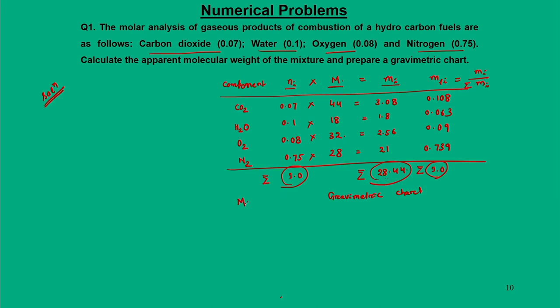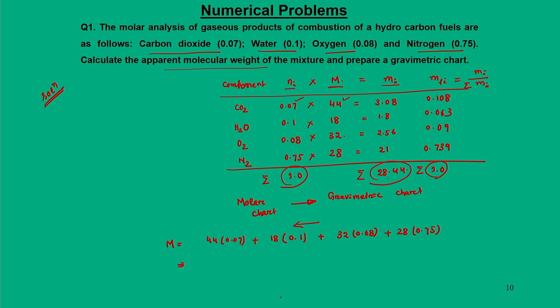That means we converted the molar chart to a gravimetric chart. Now, if data is given in the gravimetric form, we can get back to the molar chart as well. Now, what is left is the apparent molecular weight, which we can calculate. We know each of these molecular weights and their number of moles. So, we can write it as 44 into 0.07 plus 18 into 0.1 plus 32 into 0.08 plus 28 into 0.75.